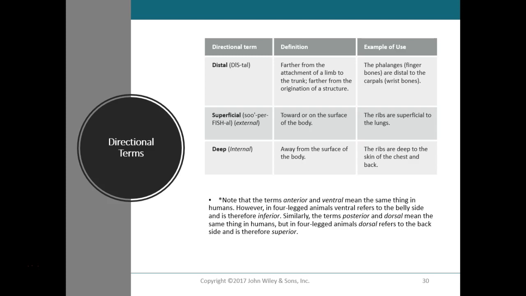Now there's a note down here about anterior and ventral and dorsal and posterior. In the human body, because we stand on two legs, anterior and ventral are interchangeable, as is posterior and dorsal. Okay, but in four-legged animals, dorsal refers to the back. Therefore, it is superior, okay, not behind. So posterior and dorsal, ventral and anterior don't mean the same thing in four-legged animals.